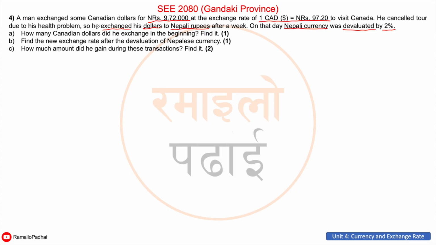In A, how many Canadian dollars did he exchange in the beginning? We need to find how many Canadian dollars are equal to Nepalese rupees 9,72,000. In B, find the new exchange rate after devaluation of Nepalese currency, that is, the new rate for 1 Canadian dollar. In C, how much amount did he gain during this transaction? We need to find how much profit he made as he exchanged Nepalese currency at the time of devaluation. Now, let's move on to the solution.